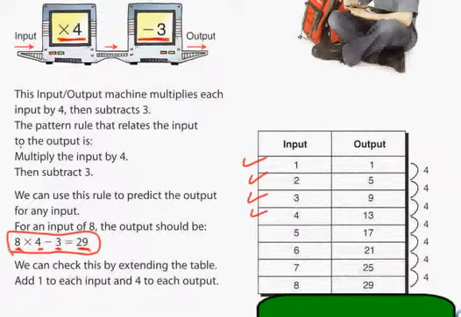Okay? So really, using our input-output machine, we're just building a simple mathematical equation. Okay? That's what we're doing, and that's what we're going to be doing much more of later on.